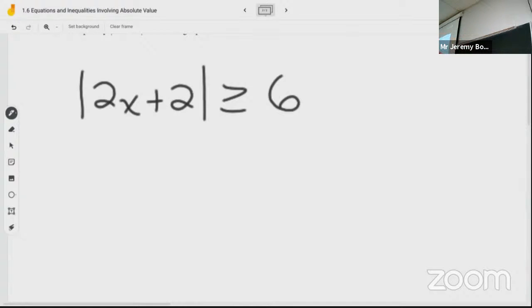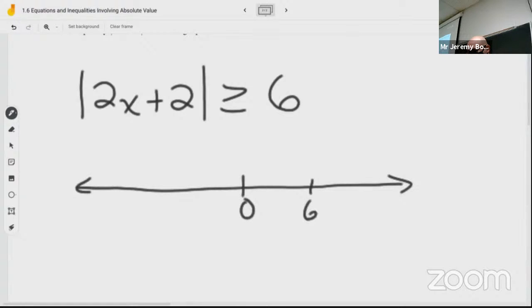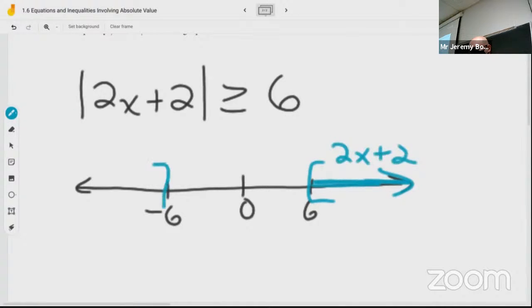How are we going to set that up? If you ever get confused of whether this is going to be one combined inequality or two separate inequalities, I'm a big believer in number lines, and you probably know that already. If it's saying that it's greater than or equal to 6, that means it's either here, that's where 2x plus 2 could be, or it could be this way, greater than 6 units away from 0.